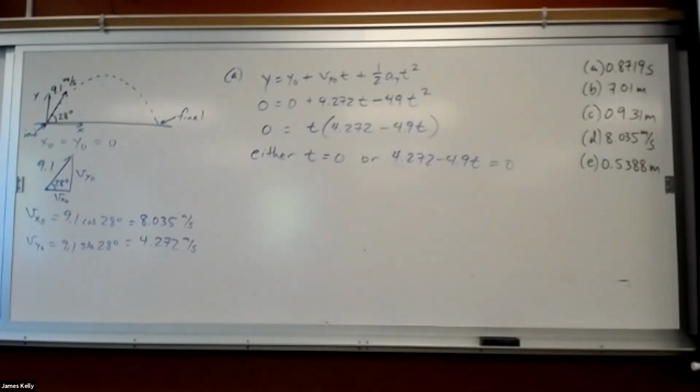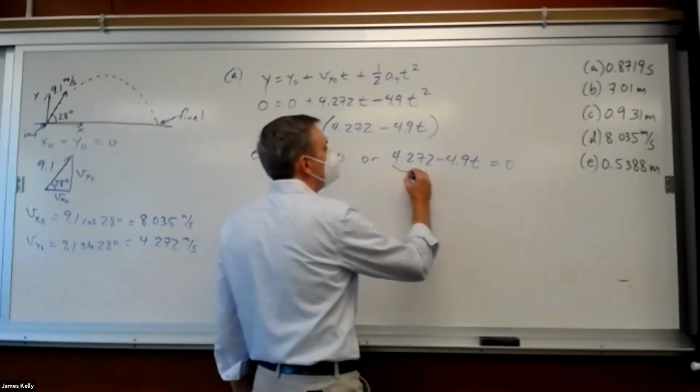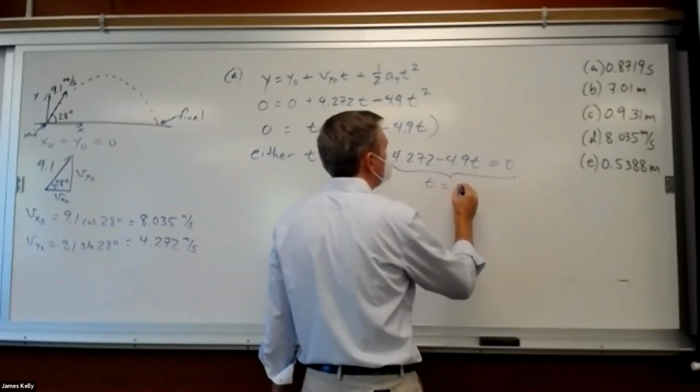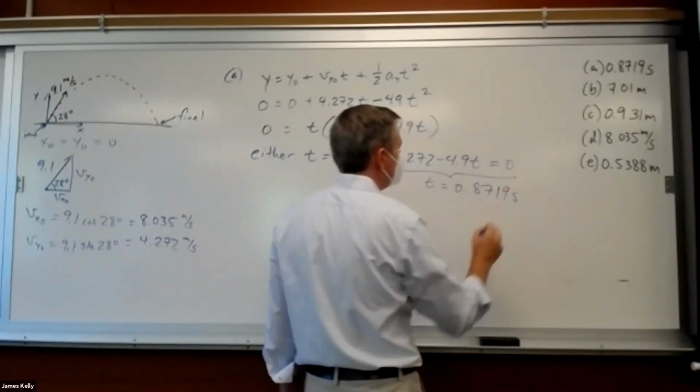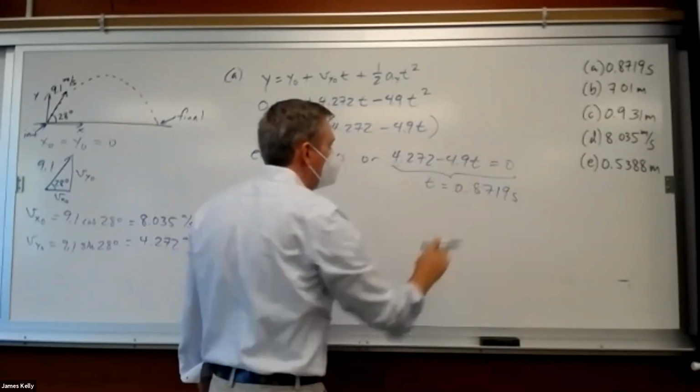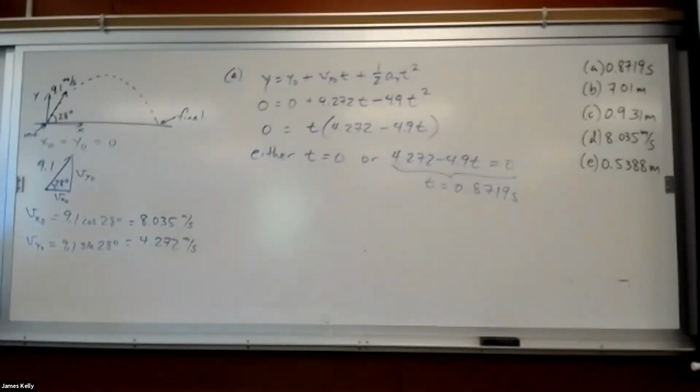I get 0.8719 seconds. Oh, I've got it written up there, 0.8719 seconds. I'm just not really worrying too much about significant digits. I guess I kept an extra one in case I wanted to use it in a later calculation, which I will, so I kept a little bit of extra accuracy rather than rounding to 3. Questions on A?